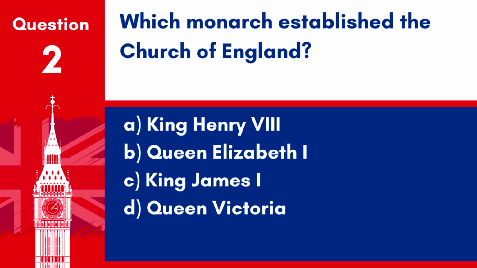Question 2. Which monarch established the Church of England? A. King Henry VIII. B. Queen Elizabeth I. C. King James I. D. Queen Victoria. Answer: A. King Henry VIII. He established the Church of England in 1534.